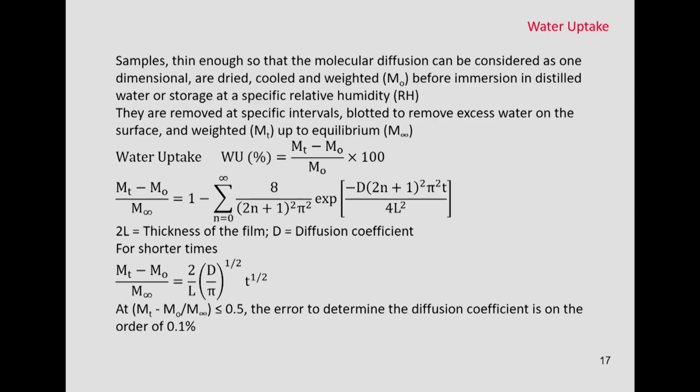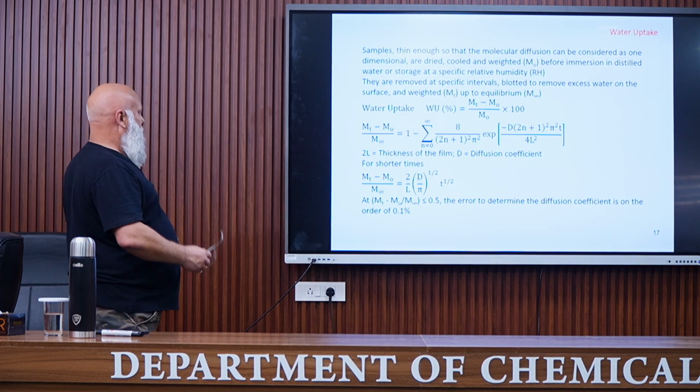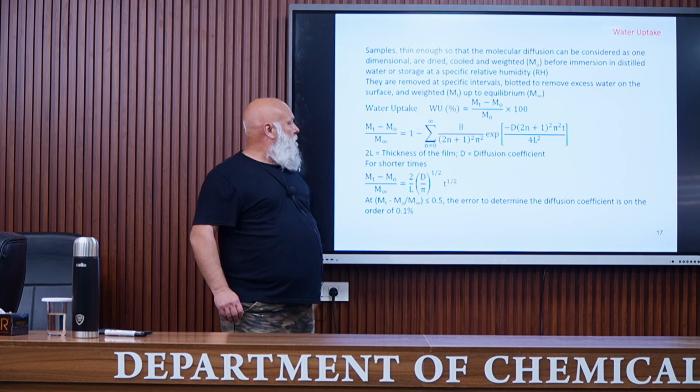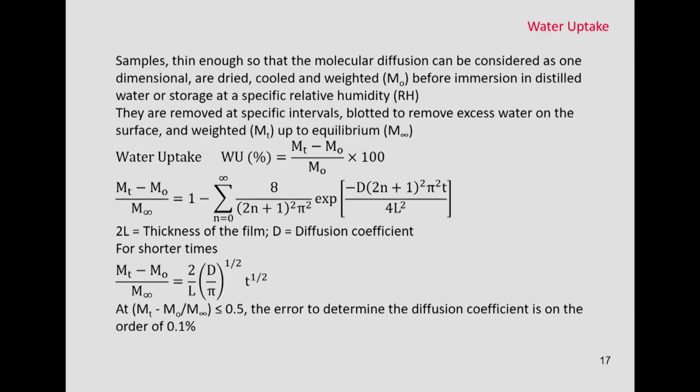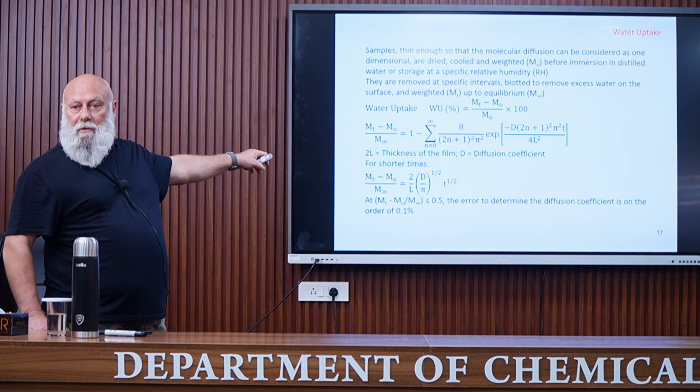Then the specimens are removed at specific intervals. They are blotted to remove excess water on the surface and weighed, up to equilibrium. Equilibrium corresponds to the stabilization of the weight of the sample. And from that, we can determine the water uptake from this equation. We can also use this equation in which you can see we have the diffusion coefficient of water that can be determined. So you can see this equation is not really friendly.